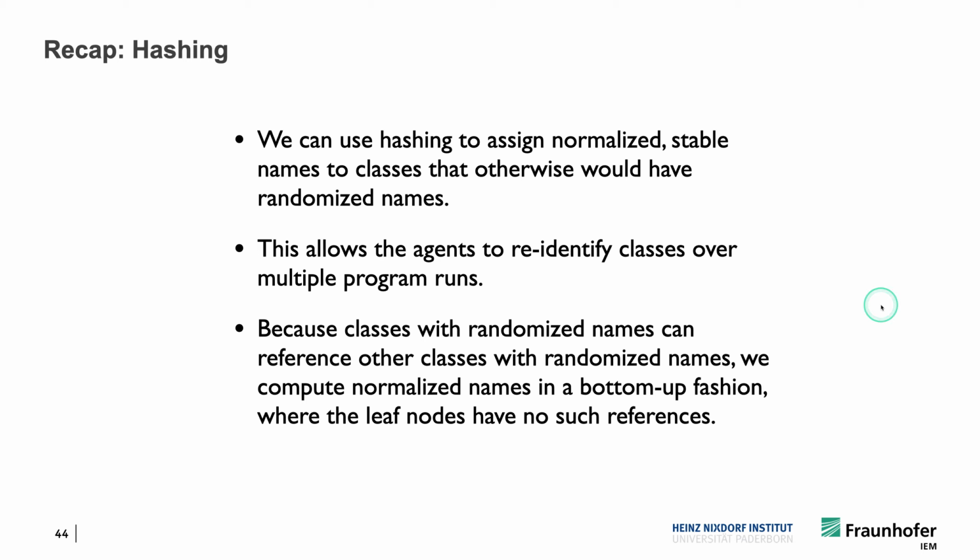So to recap, we can use hashing to assign normalized stable names to classes that otherwise would have randomized names. And this allows the agent to re-identify classes over multiple program runs. And because the classes with randomized names can have references to other such classes, we compute these normalized names in a bottom-up fashion in a dependency tree where the leaf nodes have no such references.